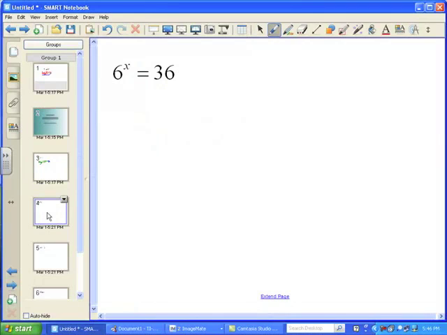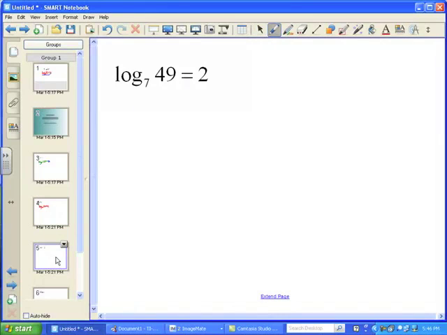So here's one that you can pause and do. If we go ahead and convert that, you're looking at log base 6 of 36 equals x. And of course, I know that the exponent I would attach to 6 to get 36 would be 2, right? So there it is in logarithmic form.